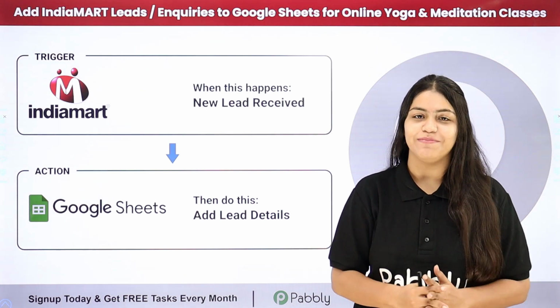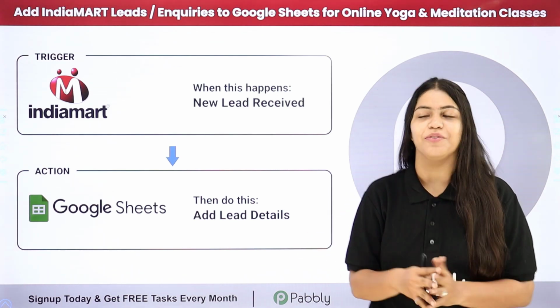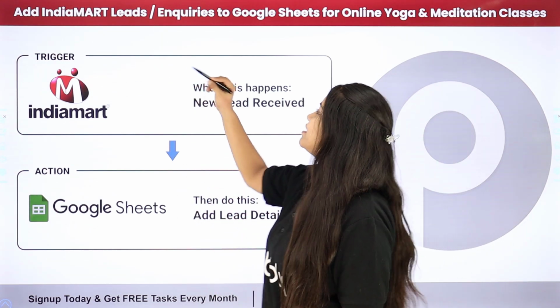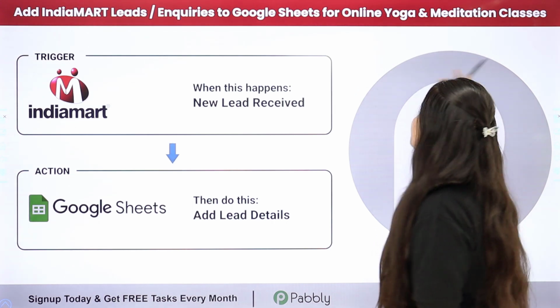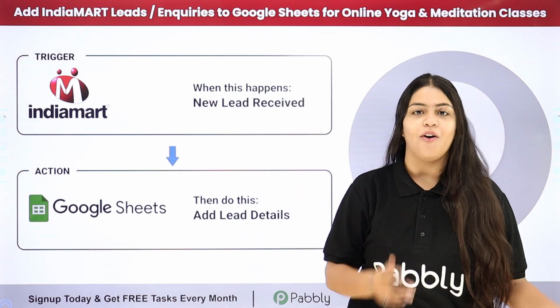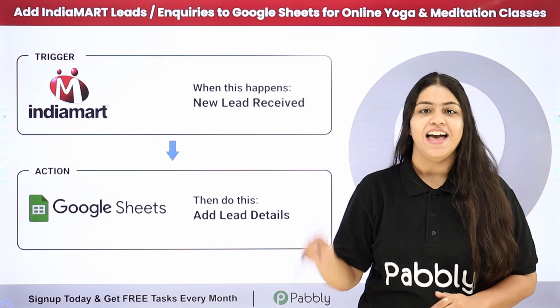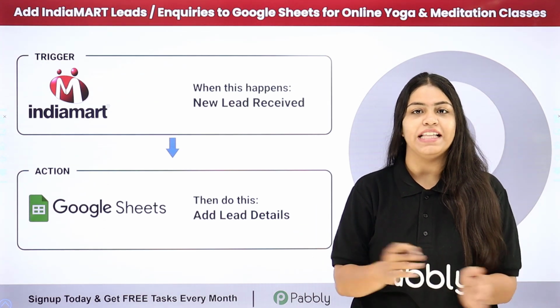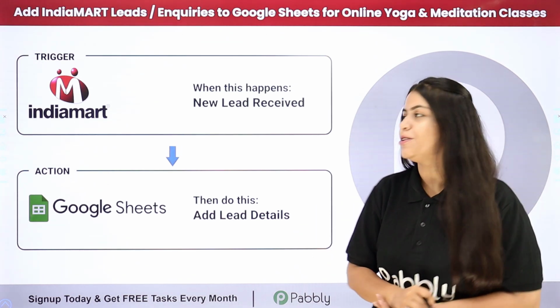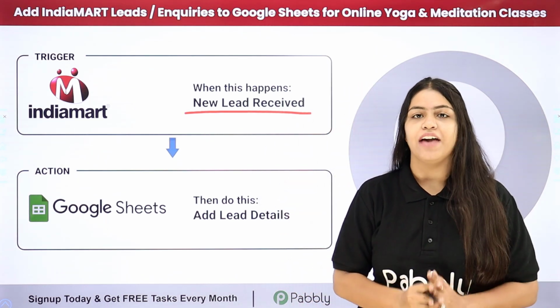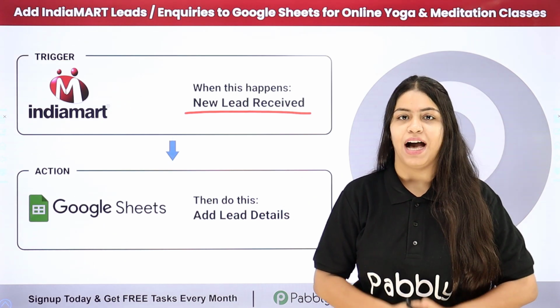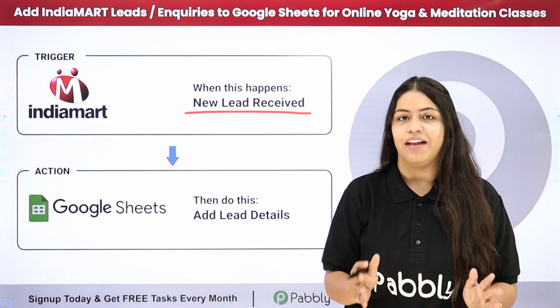So hello all, welcome back to Pabbly Connect, and in this video we are going to understand how to add IndiaMART leads and inquiries to Google Sheets for online yoga and meditation classes. So over here I'm running an online yoga and meditation classes, and we use IndiaMART to get more leads for our business. So now what I want is that as soon as a new lead is received through my IndiaMART account, automatically I want to add that lead details into my Google Sheets without any manual efforts.